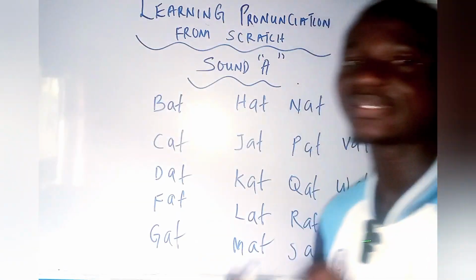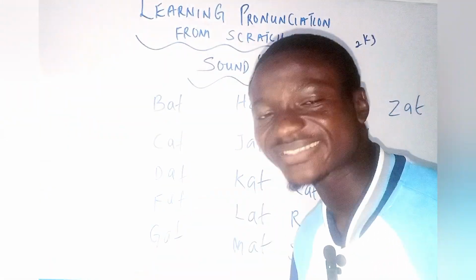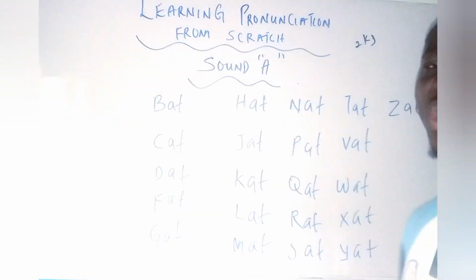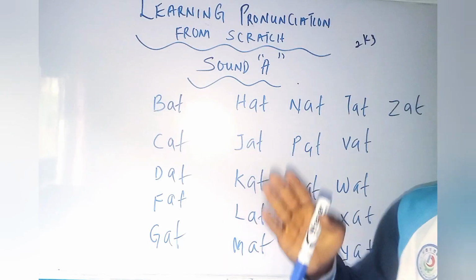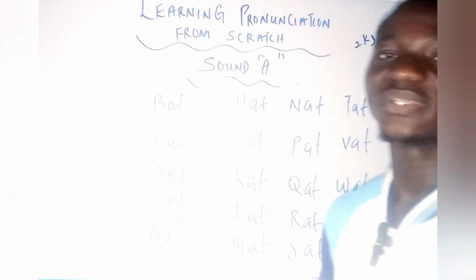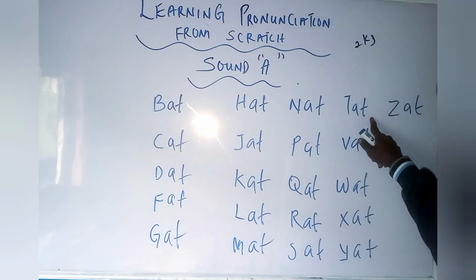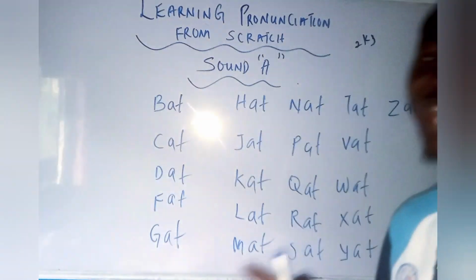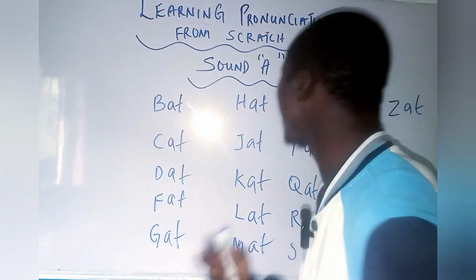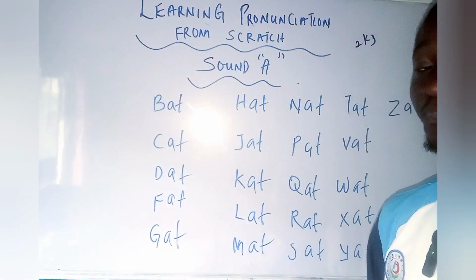Now, pa plus T is going to give us pat. Again, pat. Now, qua plus T is going to give us what? Quat. Again, quat. Now, ra plus T is going to give us what? Rat. Again, rat. Now, sa plus T is going to give us sat. Again, sat. Next one, ta plus T is going to give us tat. Again, tat. Now, va plus T is going to give us what? Vat. Again, vat.